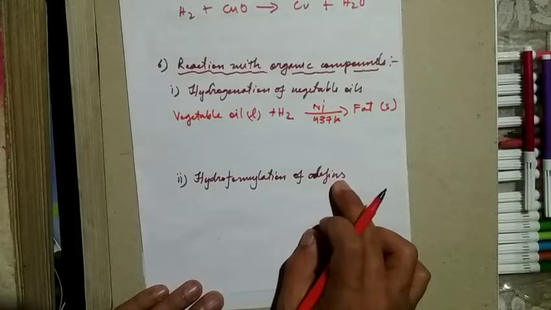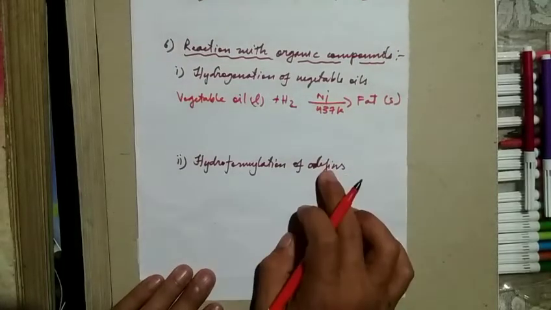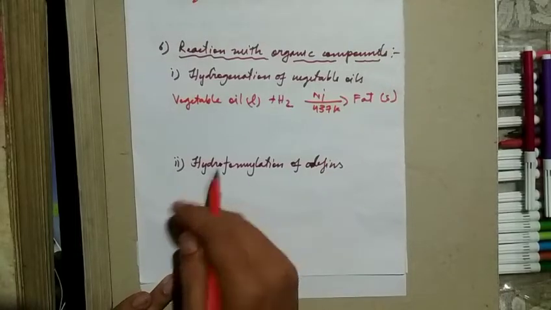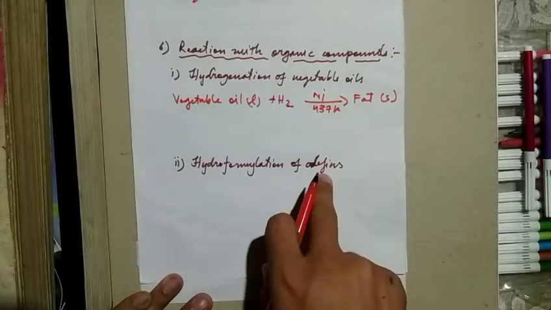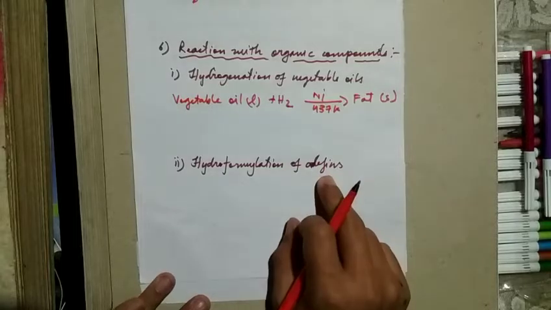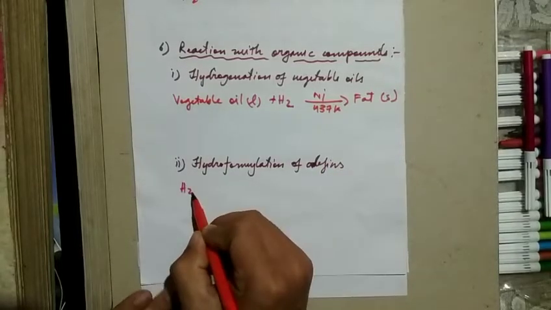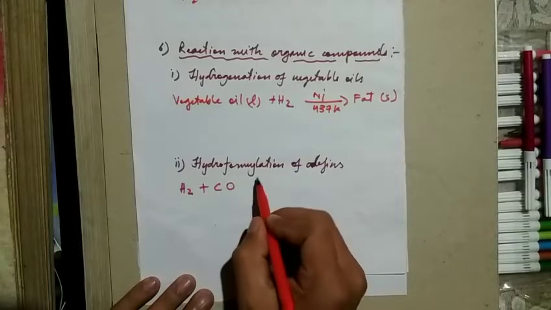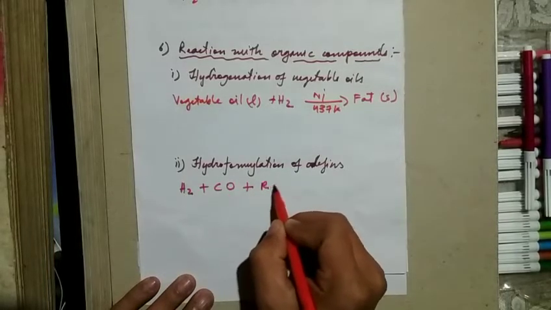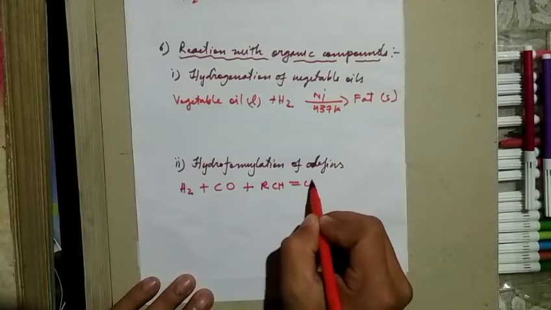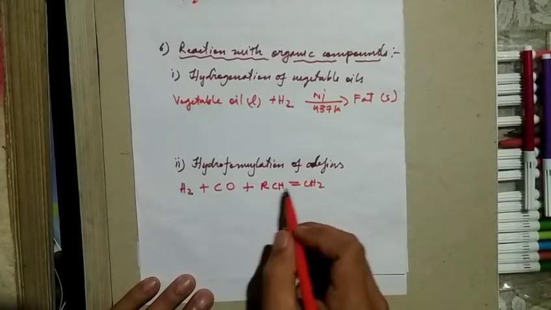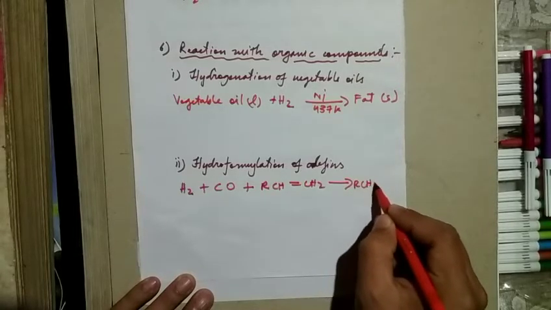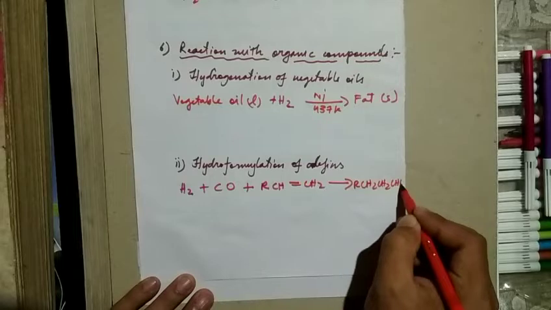Now hydroformylation of olefins. Olefins also have double bonds. Hydroformylation of olefins gives compounds with single bonds in the carbon chain. H2 plus carbon monoxide plus olefin RCH=CH2, the double bond is reduced to a single bond, giving RCH2CH2CHO.